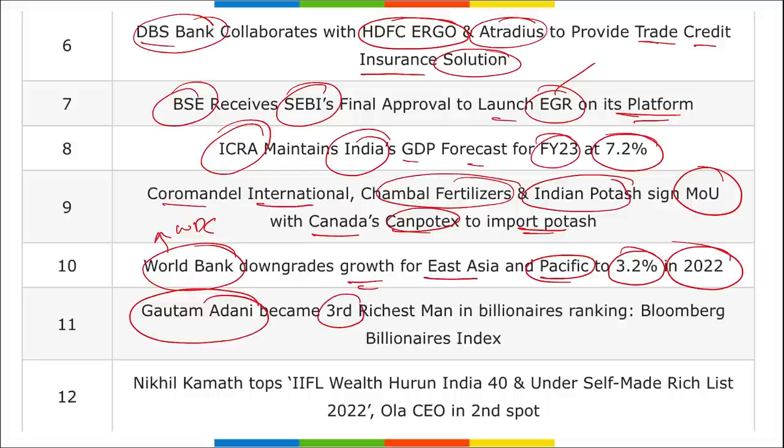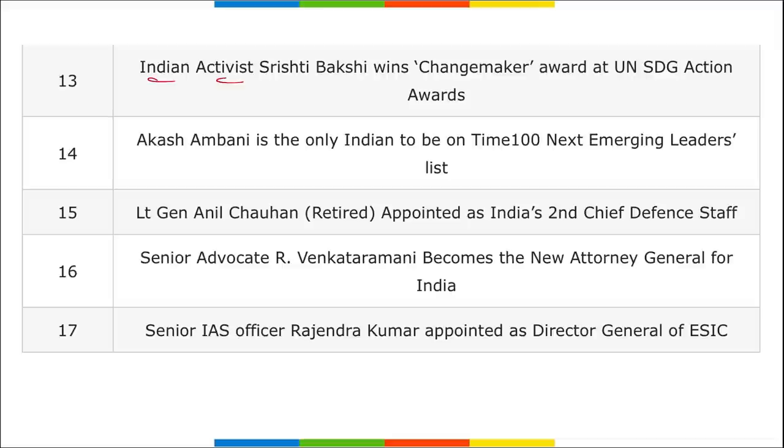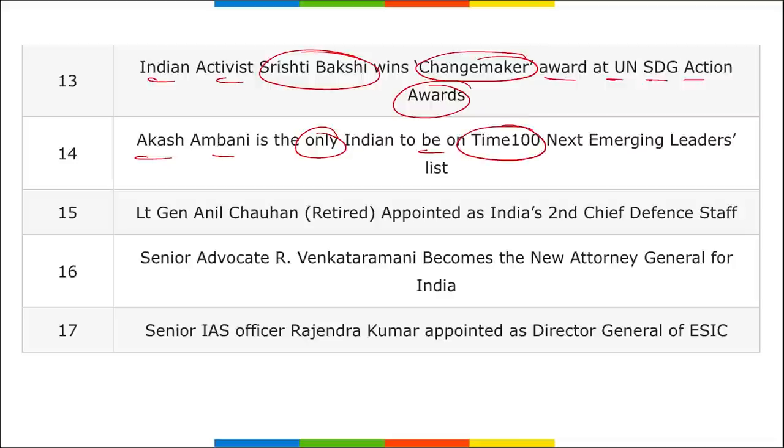Gautam Adani became the third richest man in the billionaires ranking as per Bloomberg's Billionaires Index. Then Nikhil Kamath has topped the IIFL Wealth Hurun India 40 and Under Self-Made Rich List of 2022, and in the second spot was Ola's CEO. Then Indian activist Srishti Bakshi has won the Changemaker Award at the UN Sustainable Development Goal Action Award that was held in Germany. Akash Ambani is the only Indian to be on the Time 100 Next Emerging Leaders list.